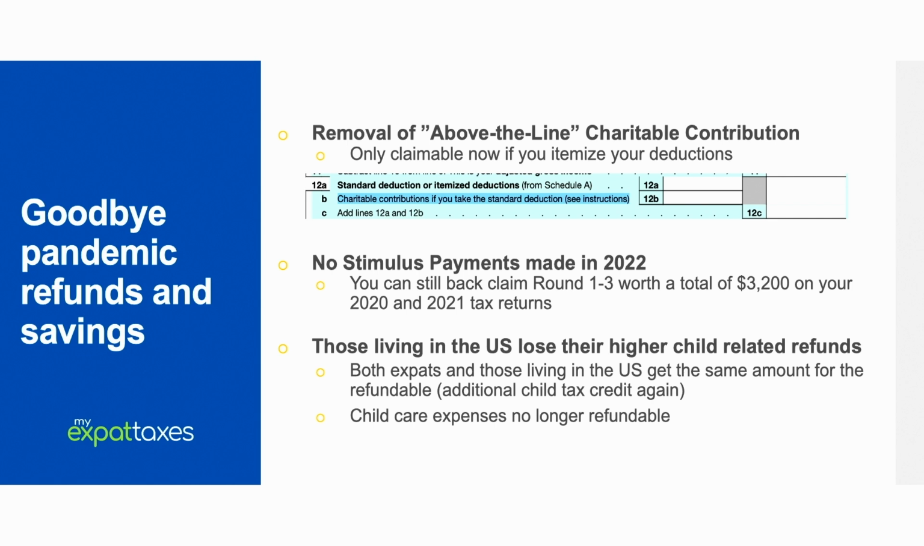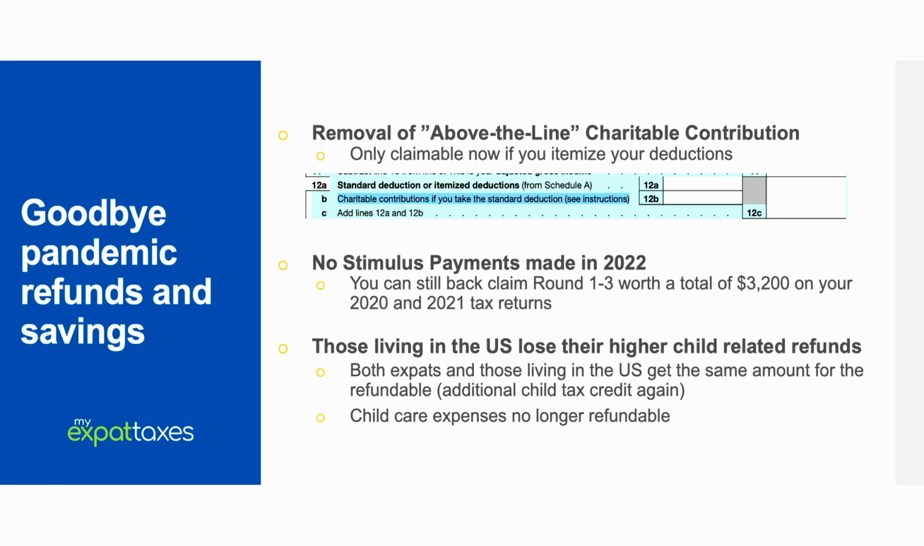Another thing that has changed, not sure if it's related to the pandemic, but it seems like it is. Back then, you could have deducted an additional $300 to $600, depending on your filing status, as an above-the-line deduction. What this basically means is you could take the standard deduction, and on top of that, also take the $300 to $600 deduction for your charitable contributions. In 2022, no longer allowed. If you want to deduct charitable contributions, you have to itemize your deductions. So it's either or: either the standard deduction, or you itemize deductions and then you can have charitable contributions deducted.